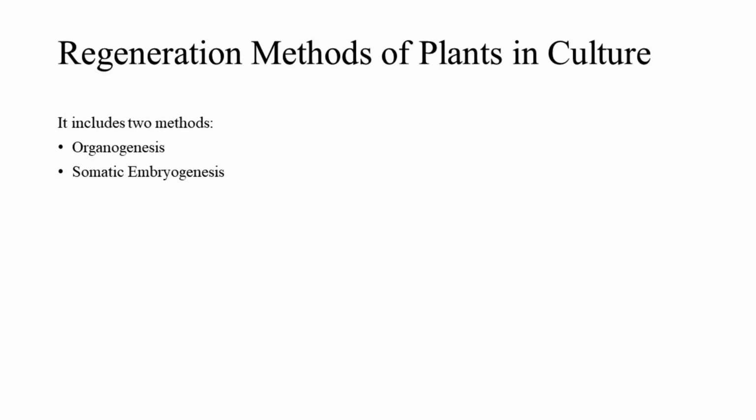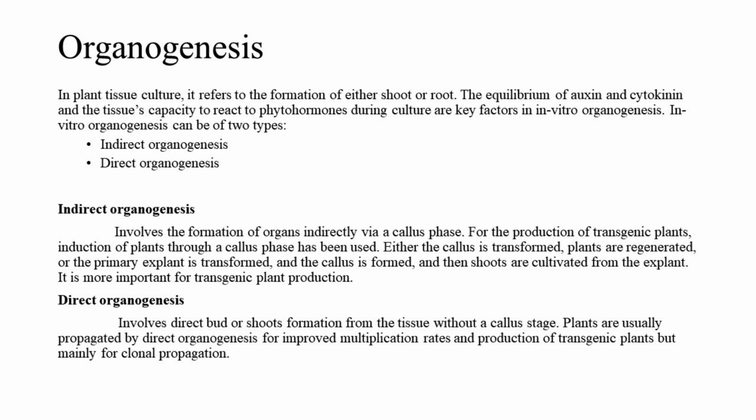Regeneration methods of plants in culture. It includes two methods: organogenesis and somatic embryogenesis. Organogenesis. In plant tissue culture, it refers to the formation of either shoot or root. The equilibrium of auxin and cytokinin and the tissue's capacity to react to phytohormones during culture are key factors in in vitro organogenesis. In vitro organogenesis can be of two types.